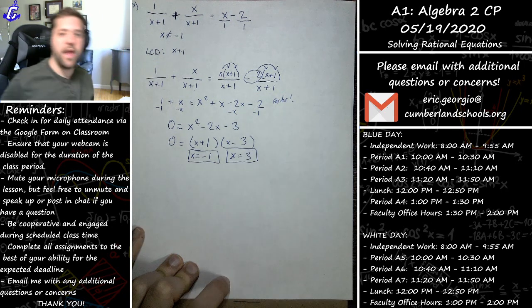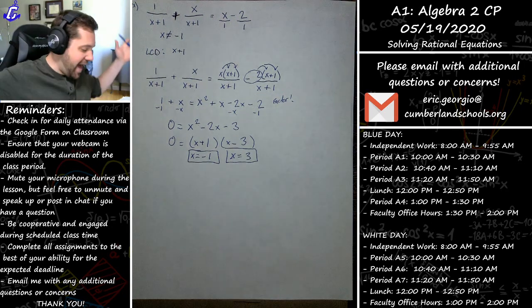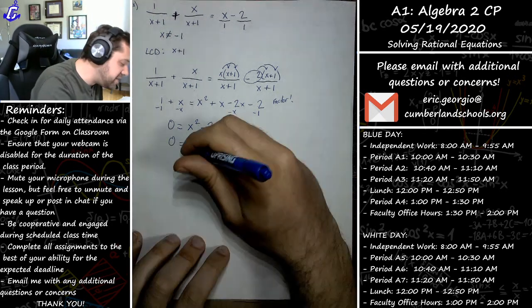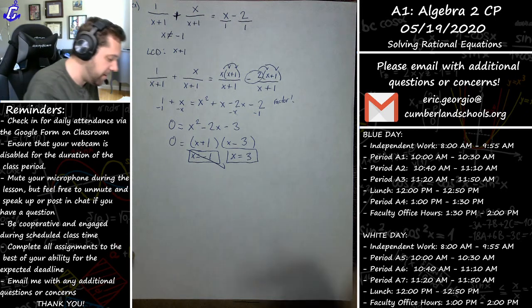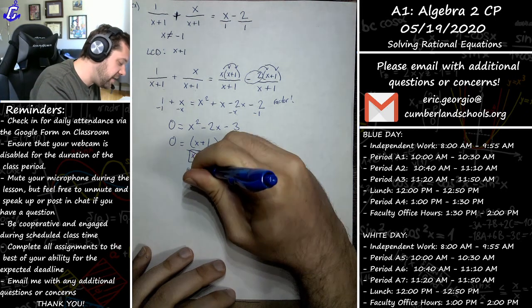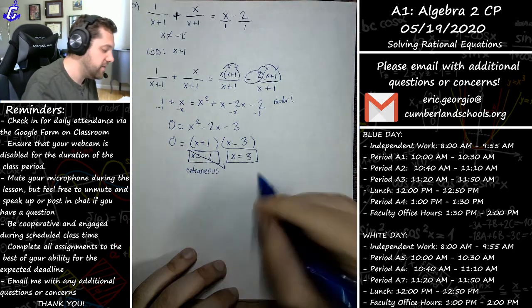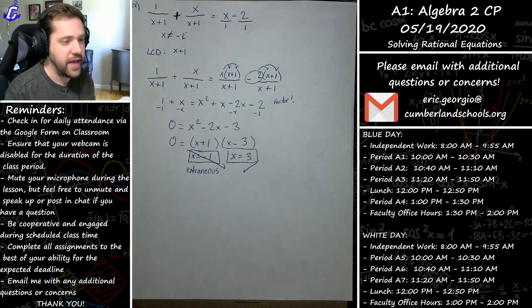We're happy. And of course we're not happy. What do you mean we're happy? How could we possibly be happy when we have this extraneous solution sitting over there, right? We don't like negative 1 because we just identified that our domain restriction is negative 1. So my one solution that works out is x equals 3.